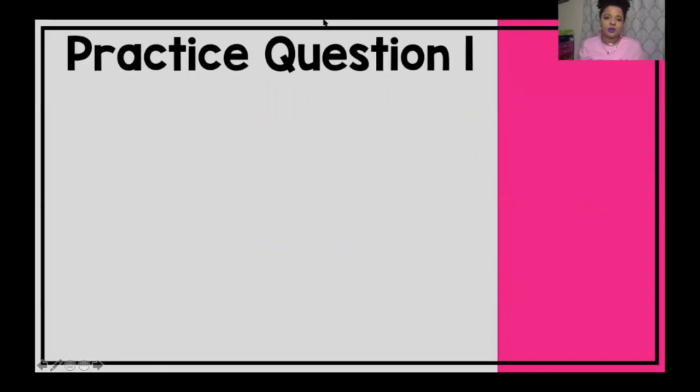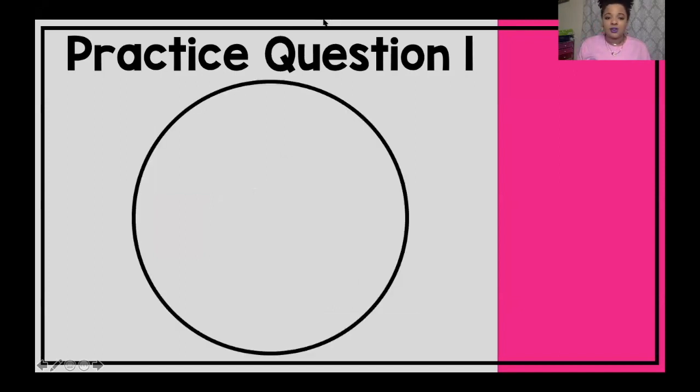Okay, let's go over practice question number 1. You had 2 students who had created a circle on the gymnasium floor. They are standing within the circle holding a rope. So here is the circle that they created on the gymnasium floor. Now, here is student 1 standing at the center of the circle, and here is student 2 standing on the circumference of the circle, or the outside edge. Again, they are holding a rope.